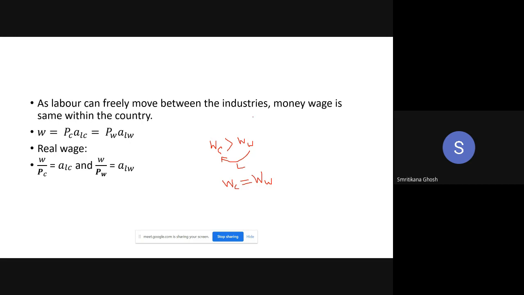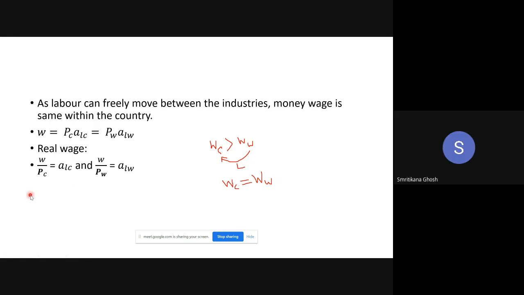Okay, and the opposite is happening in the wine industry. In the wine industry, the supply of labor is falling, so wage is rising. So both things are happening simultaneously. WC is falling and WW is rising, and ultimately we will get this equality between the wages. So what is the conclusion? The conclusion is, within the country, the wage rate is the same for both industries. That is my conclusion. Is it okay? Yes, ma'am.